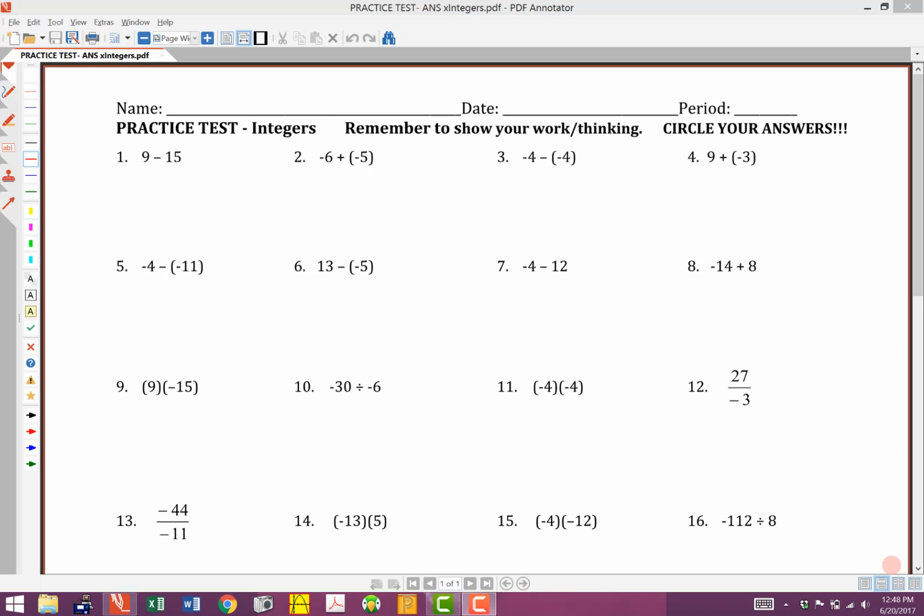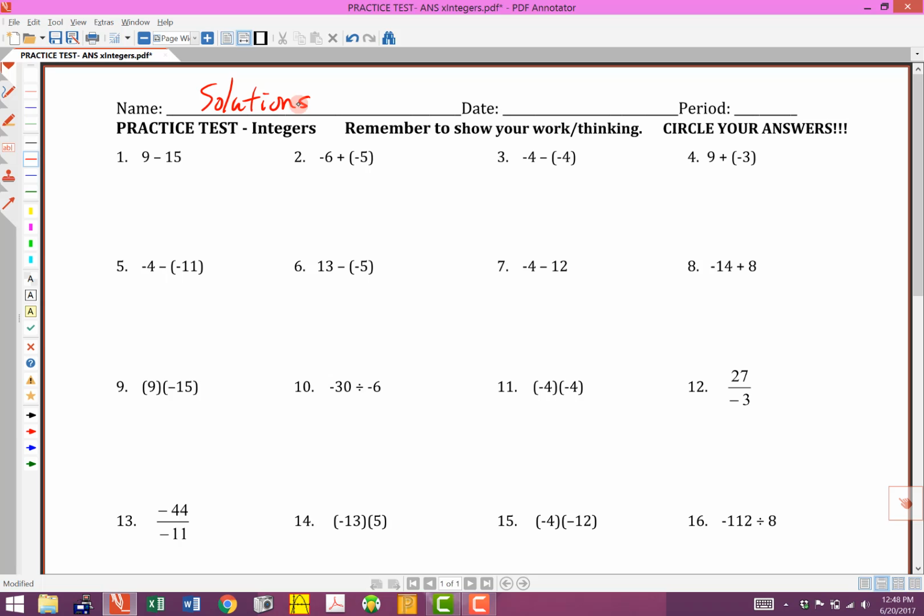All right, well, let's run through and do the practice test for this unit on integers. I'm going to write solutions at the top. Hopefully you're in the habit of putting first and last name on everything, date, period, all that. It's three-hole punch, putting it in your binder and everything, so you can keep yourself good and organized.